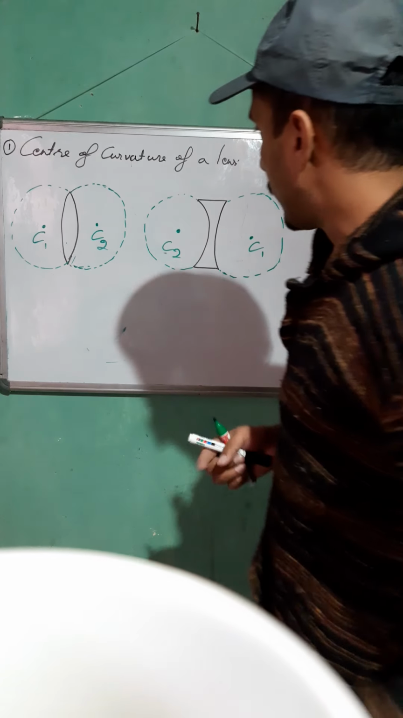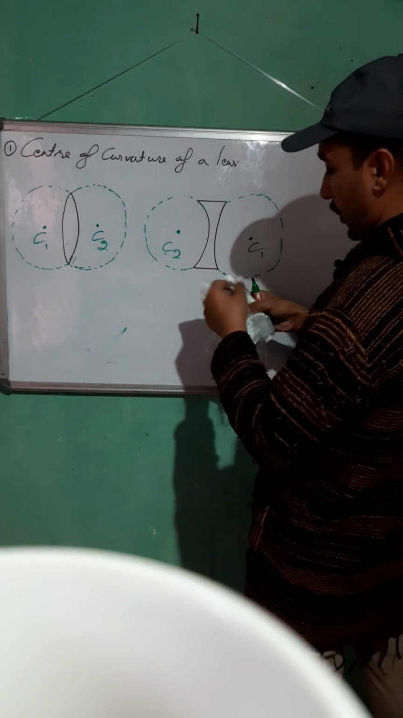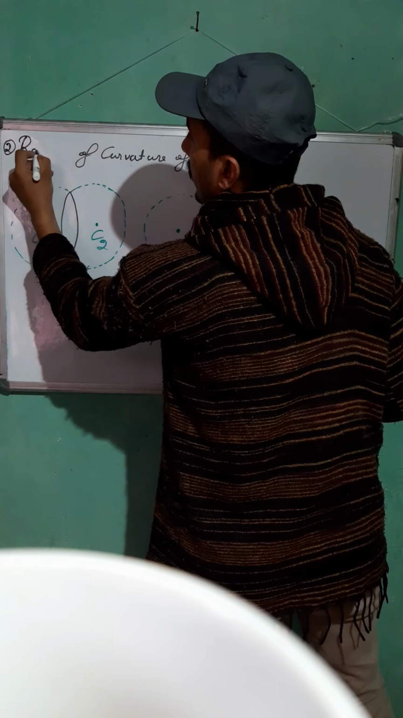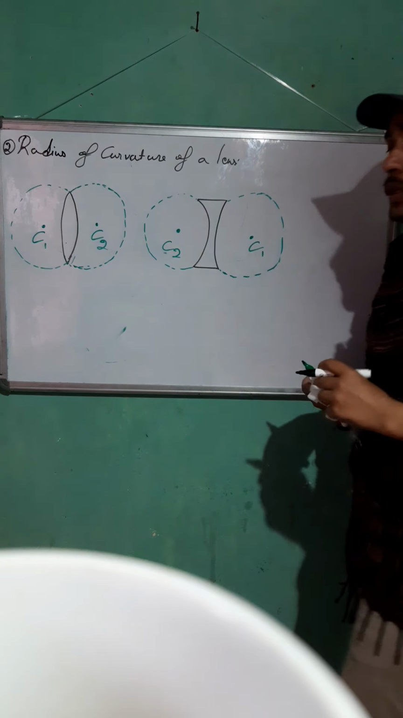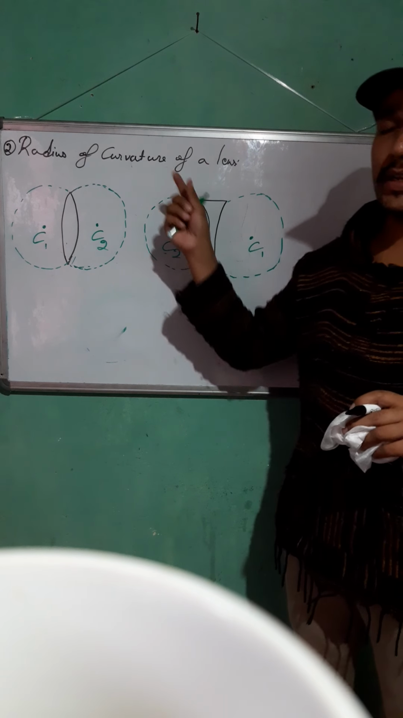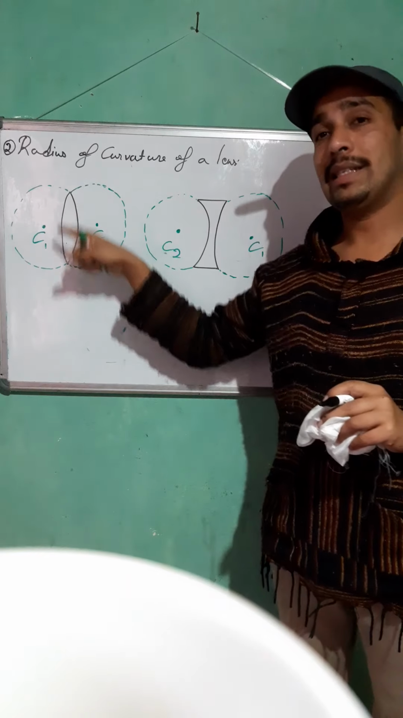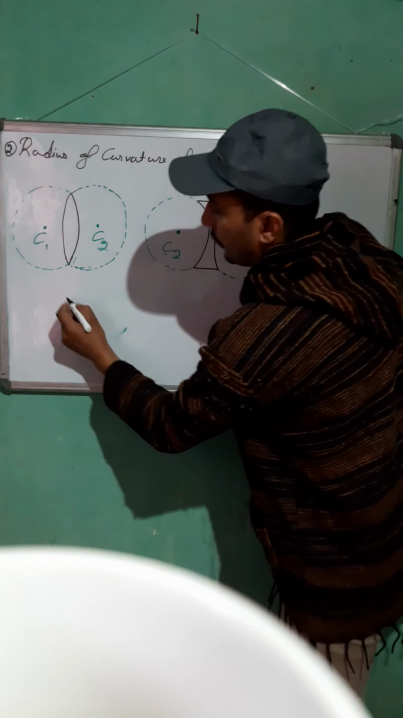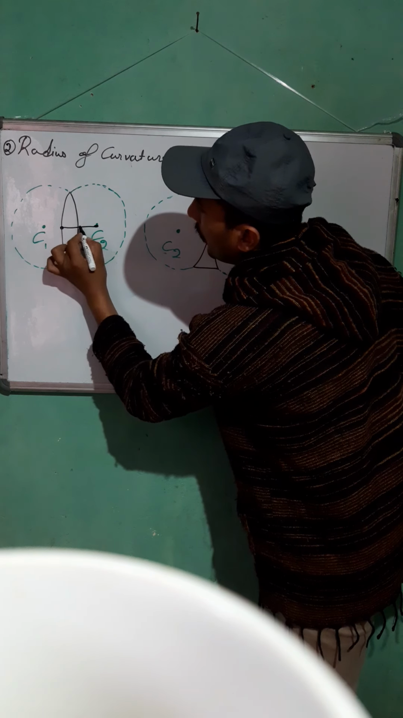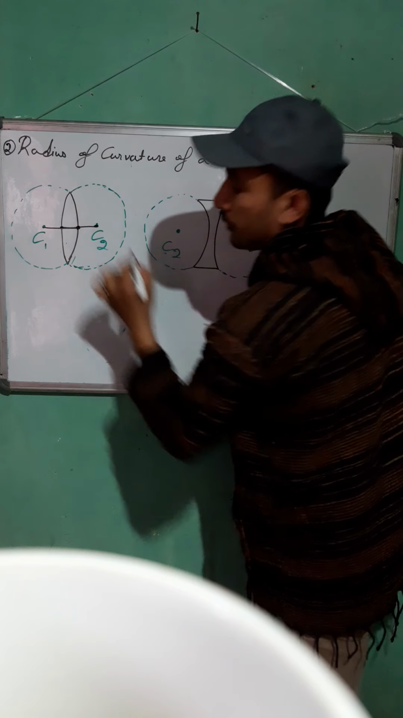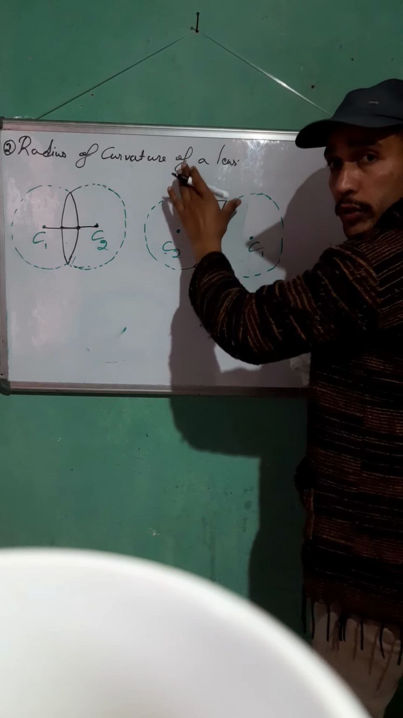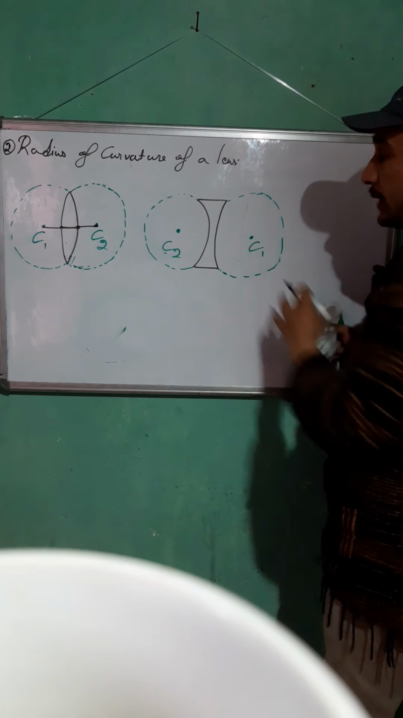Okay, so next is radius of curvature. Number 2 is radius of curvature of a lens. Radius of curvature means the radius of the sphere out of which the lens is made. That means here to here is the radius of curvature, or from this to this one. So that is radius of curvature. Write down the definition and draw the picture also.